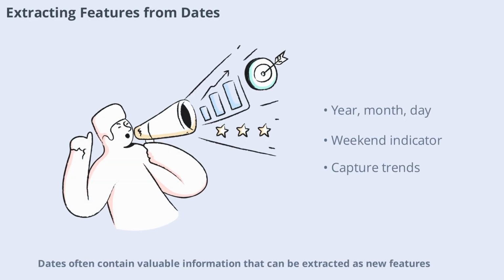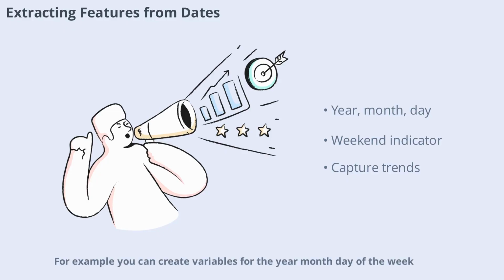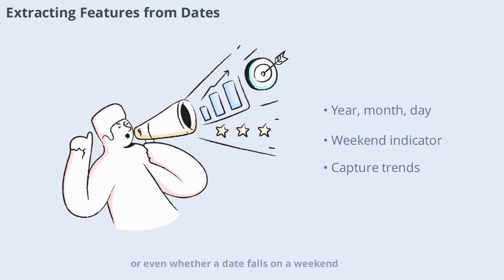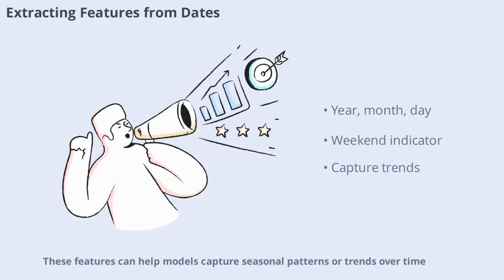Dates often contain valuable information that can be extracted as new features. For example, you can create variables for the year, month, day of the week, or even whether a date falls on a weekend. These features can help models capture seasonal patterns or trends over time, adding depth to your analysis.